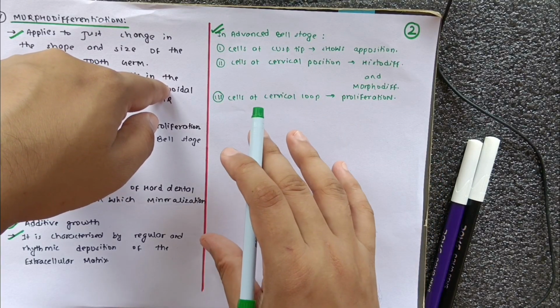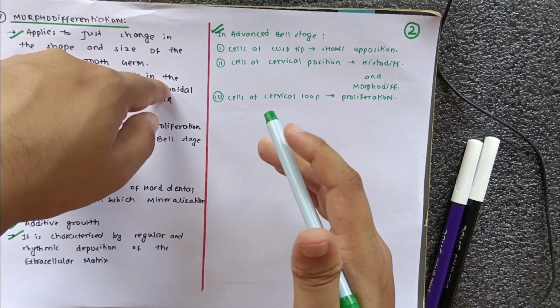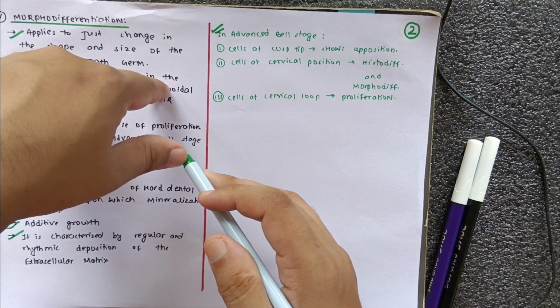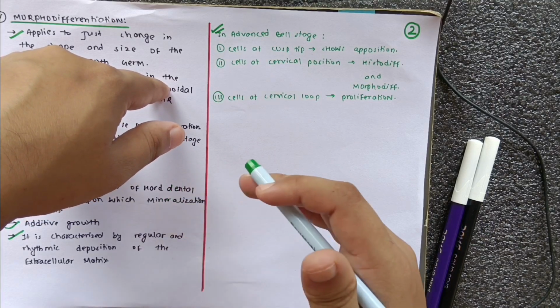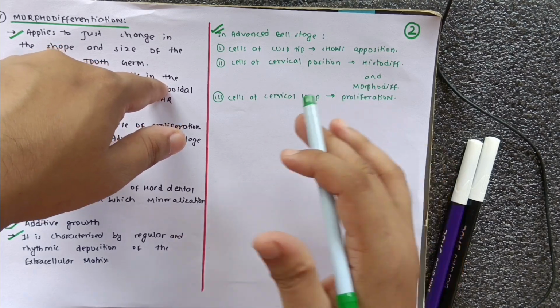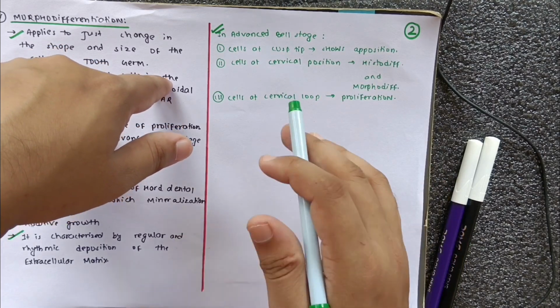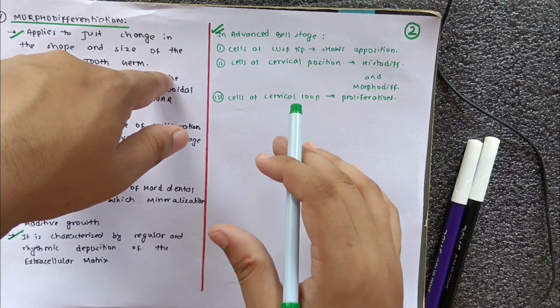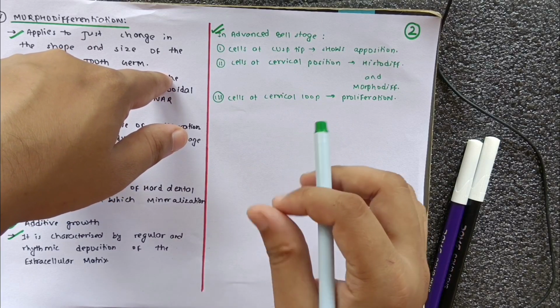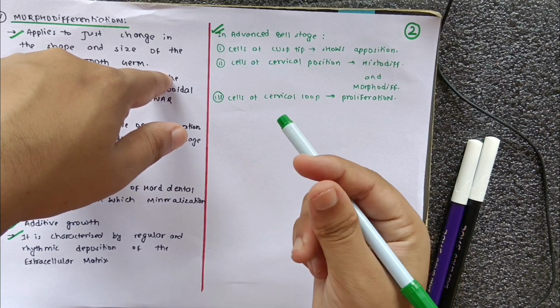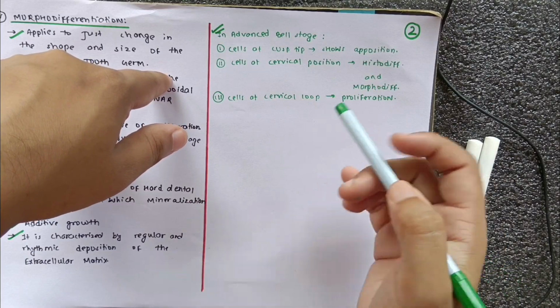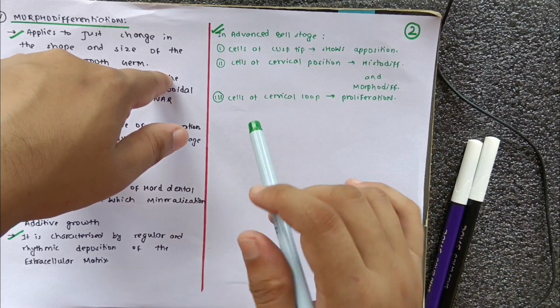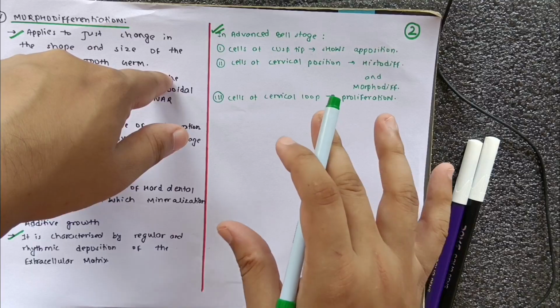After the early bell stage I discussed the advanced bell stage, where I discussed the reversal of polarity and reciprocal induction. Everything I have discussed in all those videos, so once you go through all those videos you will be clear on all those concepts. I have dissected all the concepts. Every critical thing I have discussed, and I have repeated all those things many times so that you can remember them easily.